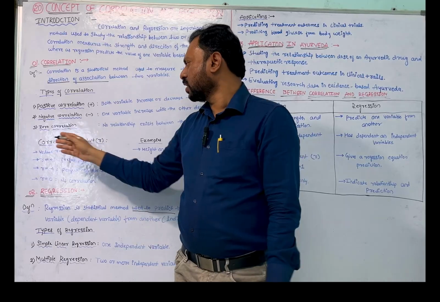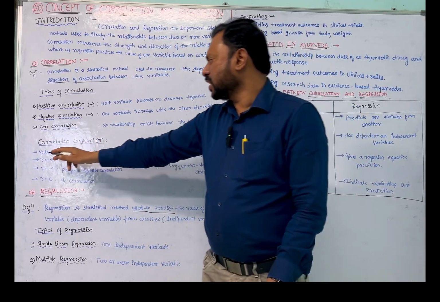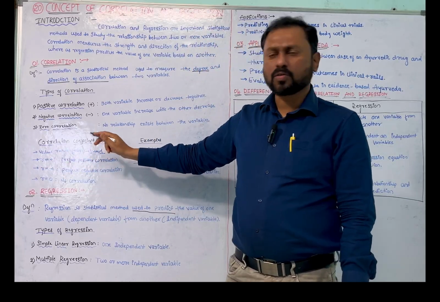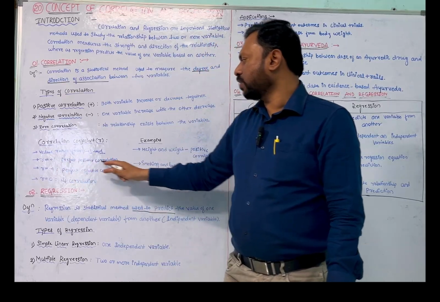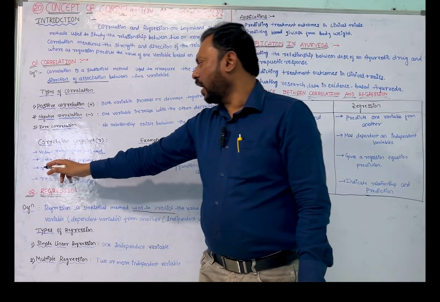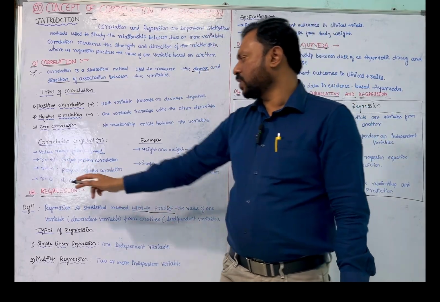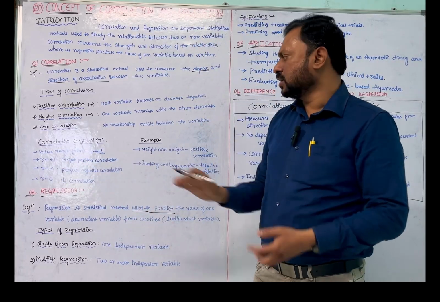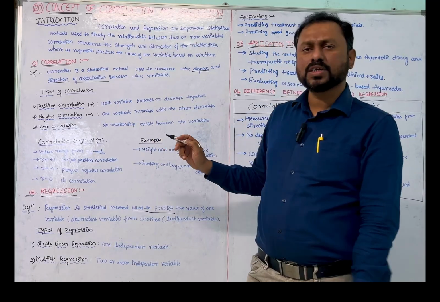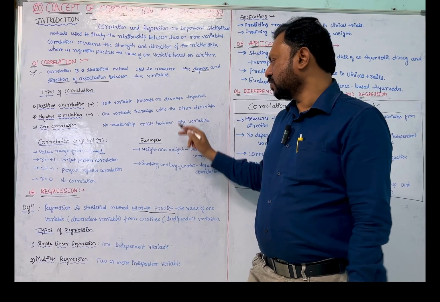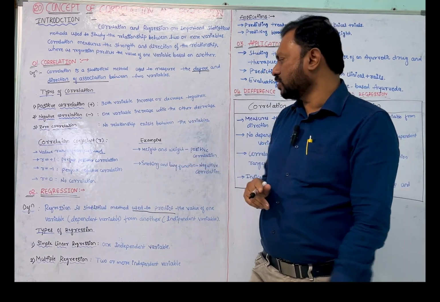Now, how do we represent correlation? We represent it with R. The value of the correlation ranges from -1 to +1. R = +1 is perfect positive correlation, and R = -1 is perfect negative correlation. R = 0 means there is no correlation. An example is height and weight, which is positive correlation: if height increases, weight increases. Smoking and lung function is negative correlation.